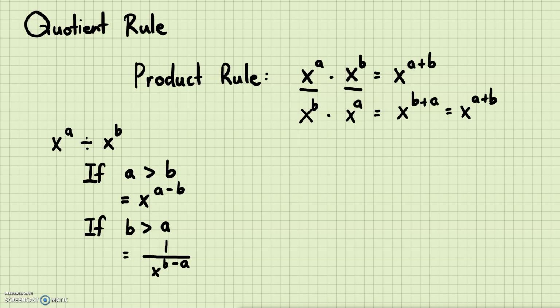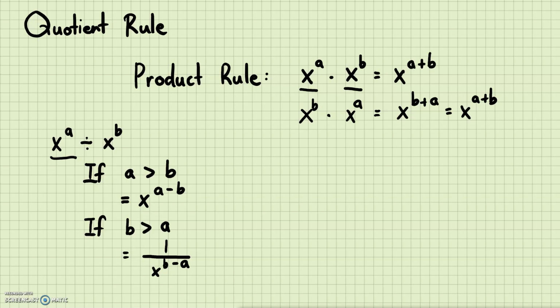So we are still subtracting the smaller exponent from the bigger exponent. But because here the first term has a smaller exponent, it's going to be a fraction where the remainder, or the remaining terms that are not being cancelled, is going to be in the denominator.